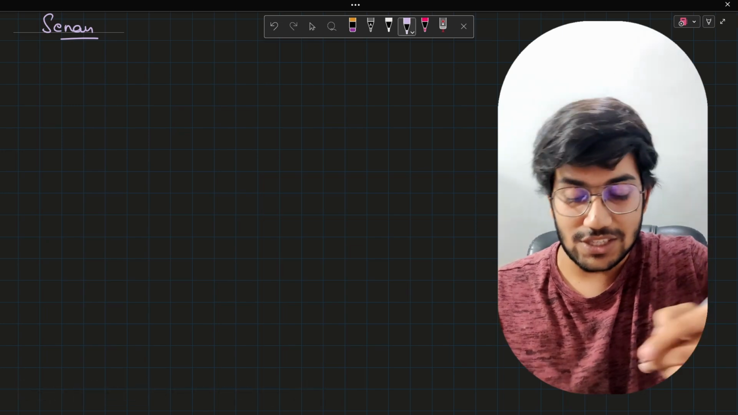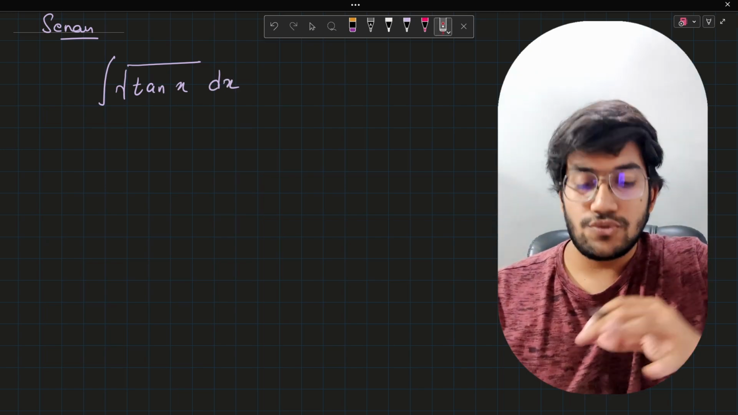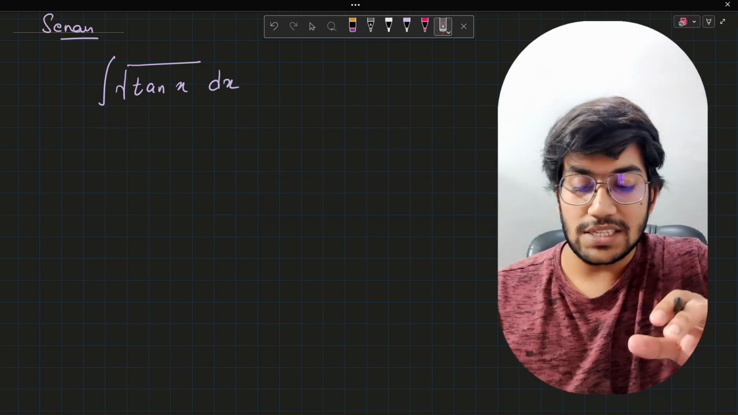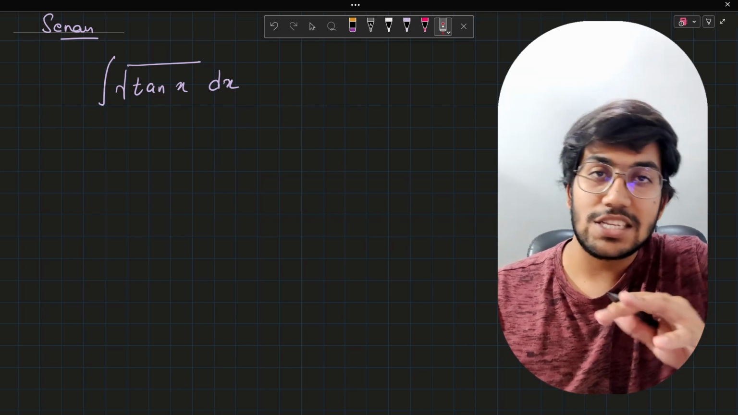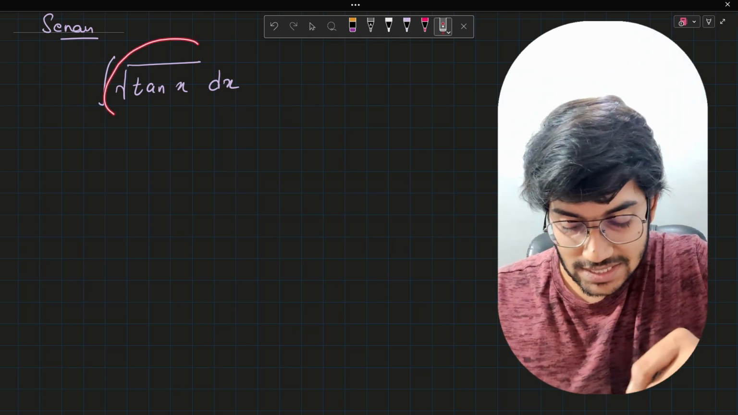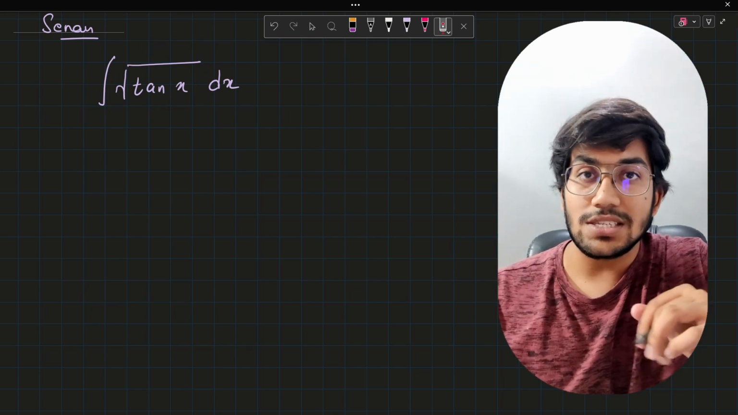We're going to solve this integration problem, that is the integral of root tan x dx. When you first see this question, it might seem a bit overwhelming, and the whole reason for that is the square root sign on tan x, which is quite disturbing.